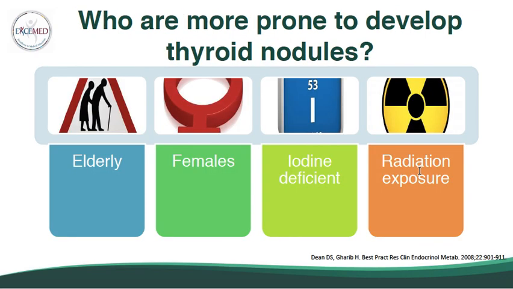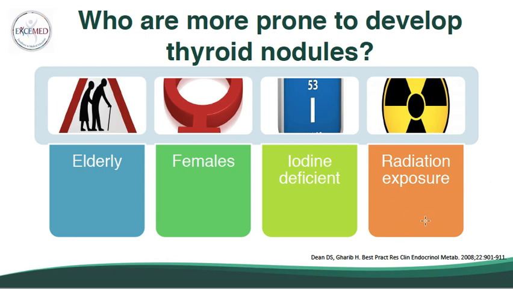So, who are the people who are more prone to develop thyroid nodules? Your elderly patients are more likely to have thyroid nodules as part of the aging process. Females are also very prone to thyroid nodules. People living in iodine deficient areas, or who don't use iodine supplementation in their food, are also prone to thyroid nodules as a compensatory mechanism for the lack of iodine in the diet. And lastly, radiation exposure also puts patients at risk for developing thyroid nodules.